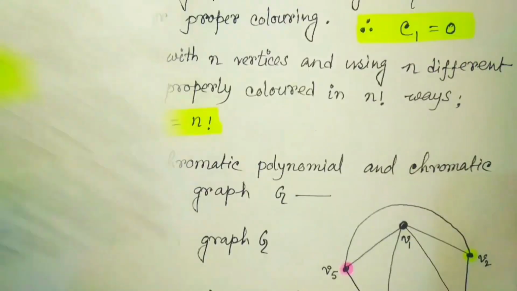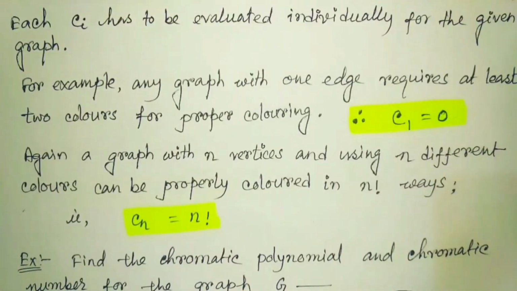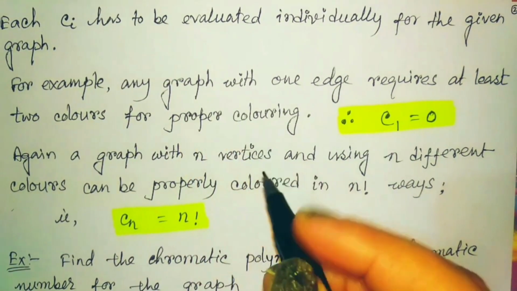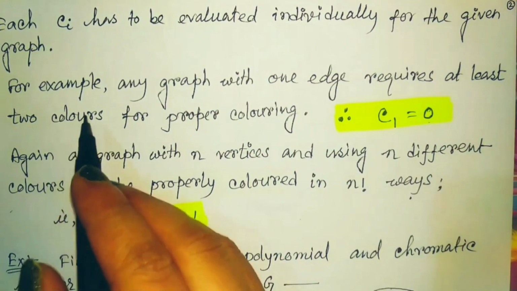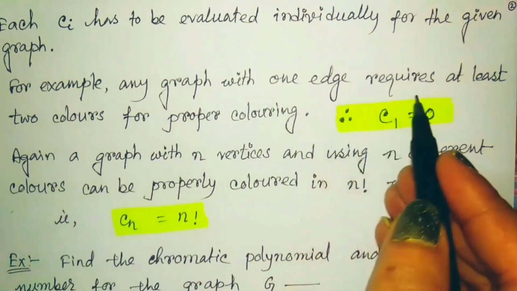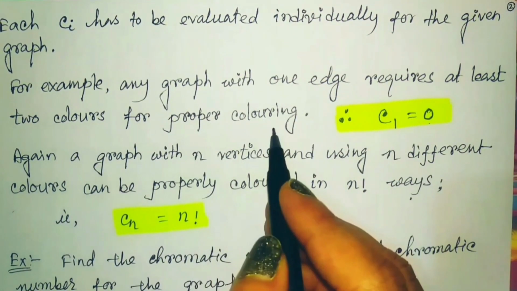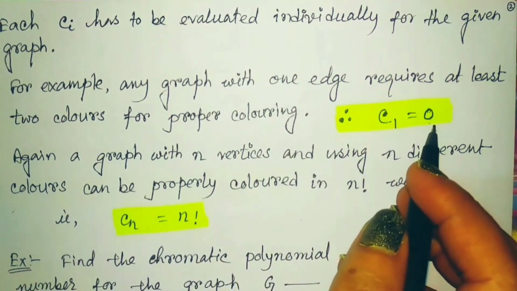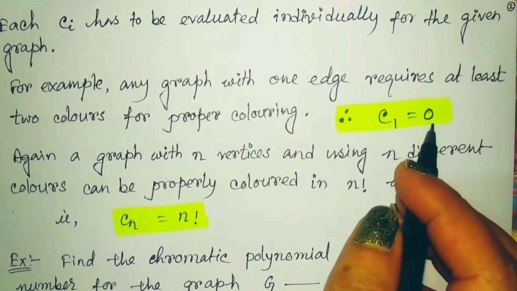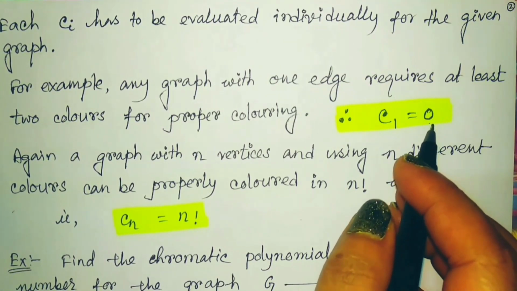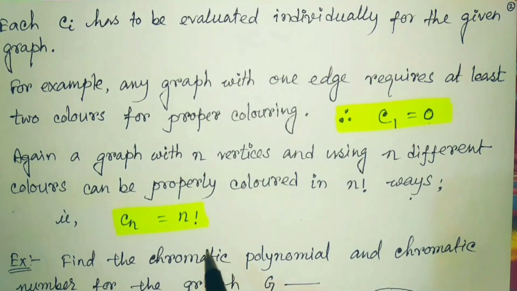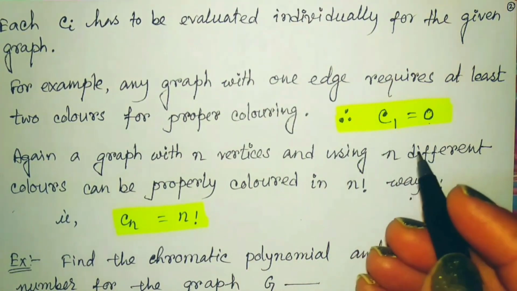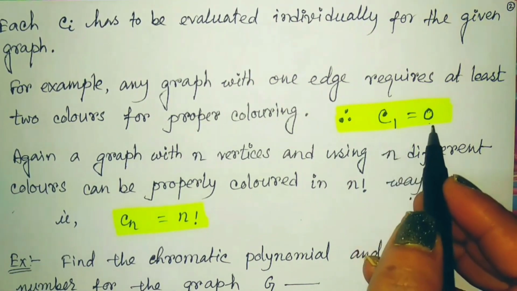After that, each C_i has to be evaluated individually for the given graph. For example, any graph with one edge requires at least 2 colors for proper coloring. Therefore, C1 should be 0. If 2 vertices and one edge are given, then it is obvious that these 2 vertices are adjacent to each other, so it requires a minimum of 2 colors. With one color, there is no option to color in this manner. That's why C1 is 0.